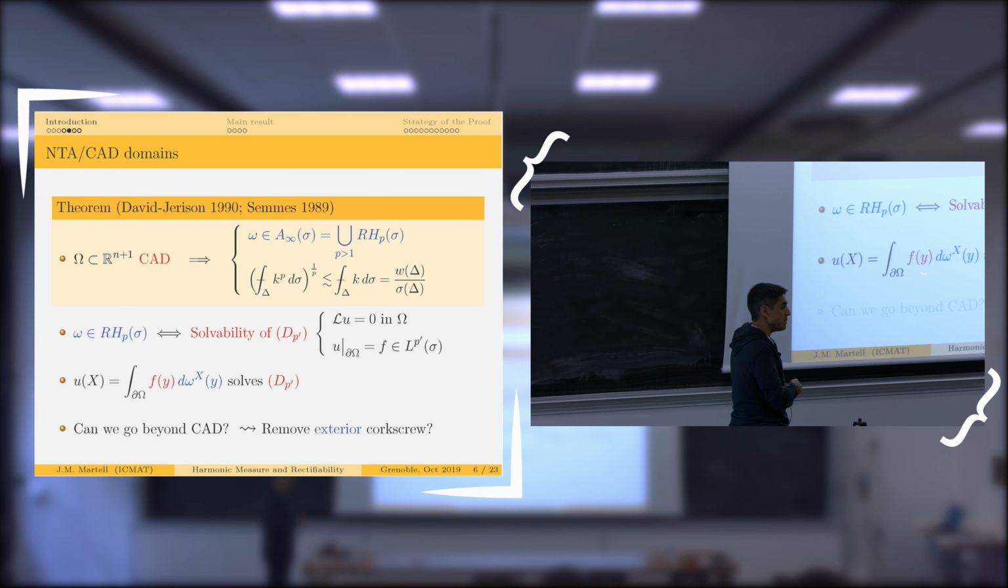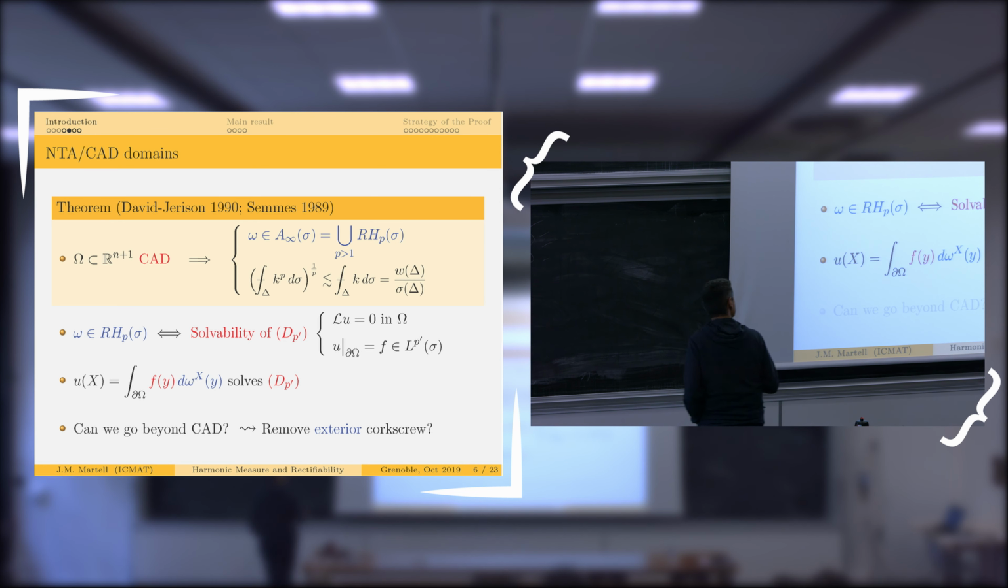And this is because of the same duality game that I said before. If the function is in L^p', this has to be, morally speaking, in L^p. Okay? So this is for Corkscrew domains, and my question is, can we go beyond Corkscrew domains?